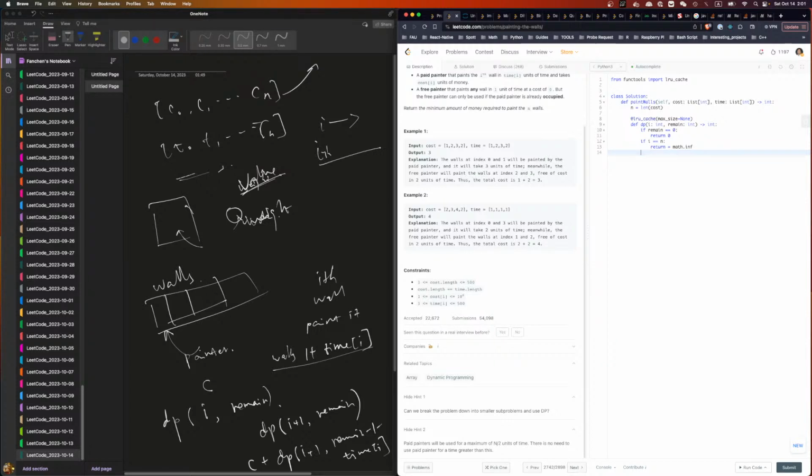Otherwise, we can choose to not paint the ith wall. Then that shall be dp I plus 1 remain, or paint the ith wall. That will be cost I plus dp I plus 1 remain minus 1 minus time I. And I will return rest. And I'll return dp from 0, and we have n walls to paint.